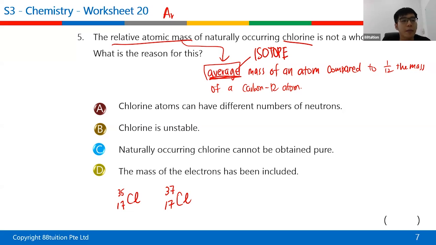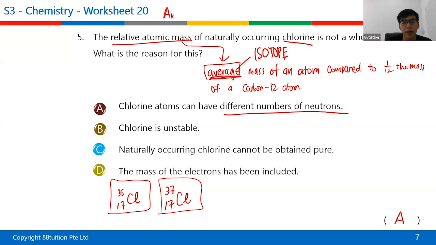Any random sample of chlorine will contain some fraction of chlorine 35 and some fraction of chlorine 37. So on average, whenever you take a random sample of chlorine, the mass is somewhere in the middle. The only reason why it is not a whole number is because you are taking into account the isotopes and their relative abundance. So the answer here will be A. They can have different numbers of neutrons. The keyword here is isotopes. It's because of isotopes that you have this kind of non-whole number value.